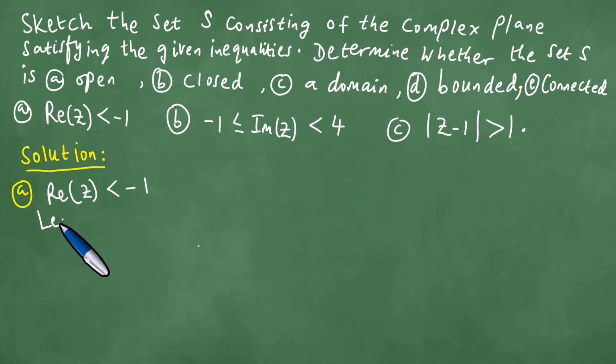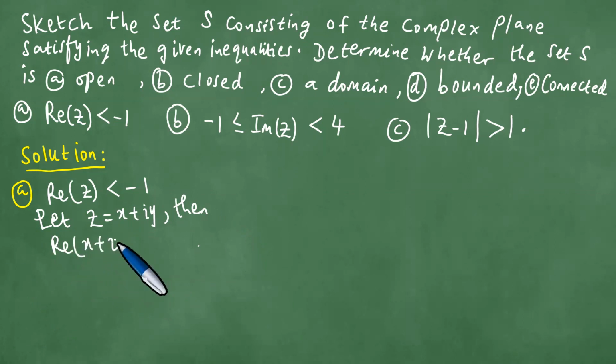Couple of ways to do this, but one way to visualize this is actually to let Z be X plus IY. Then if we do so, it means that we'll have the real part of X plus IY, like so, and it is less than -1. And if the real part is less than -1, the real part is X.